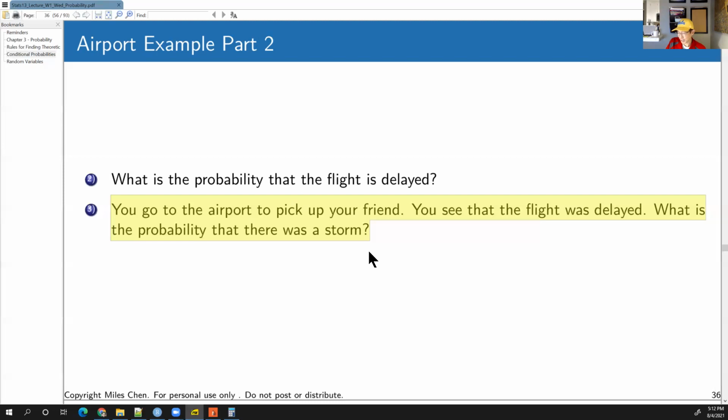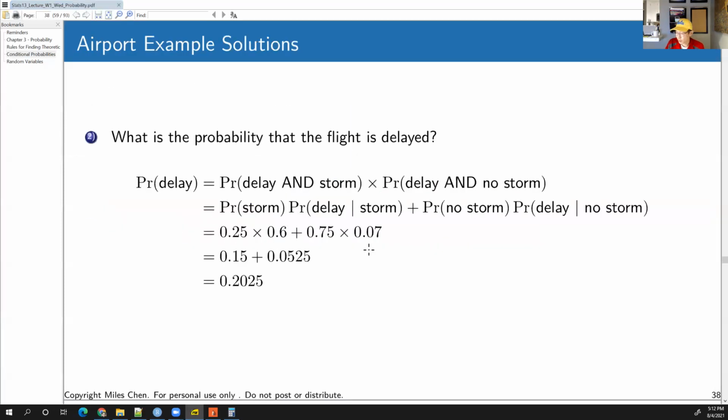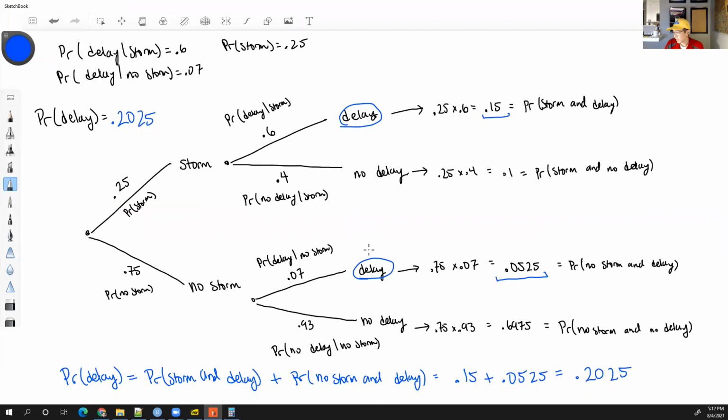So now we want to know, given that there's a delay, what's the probability that there's a storm? That's going to be the flip side, right? So given that there is a delay, what's the probability of a storm? So we're going to ask, what's the probability of a storm given the fact that we know there was a delay? We're going to use the same tree diagram here.